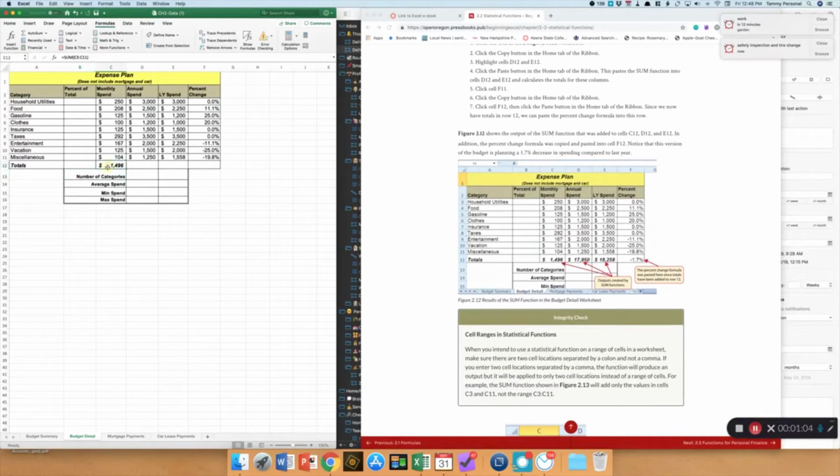And then we want to know the totals from last year and from this year as well. So we can either copy this and paste it, or we can autofill it this way, like that. And there it is.